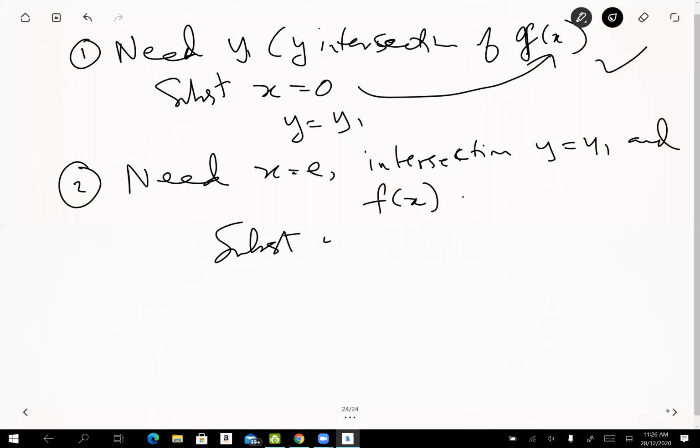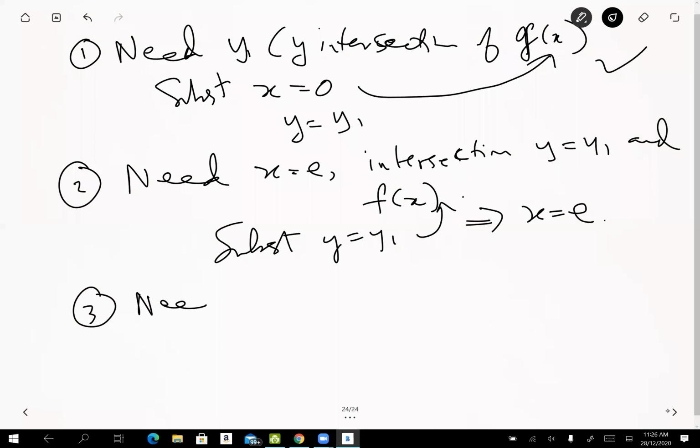Substitute y equal to y1 into f of x. Then you will get x equal to E. So you already got the 2 points. One is the first point, the other is the last point. Number 3, you need that point E. If it is already given, then it's easy.